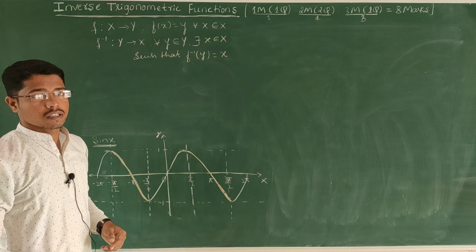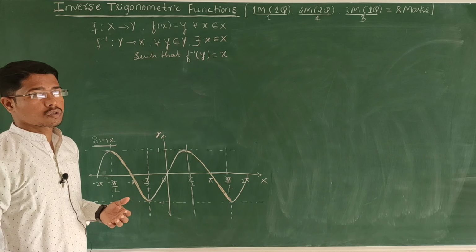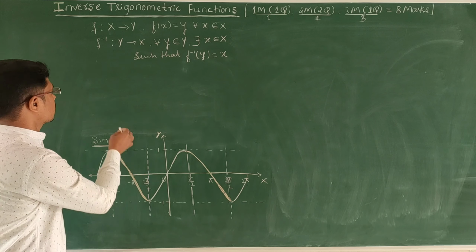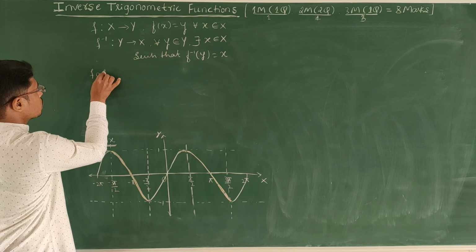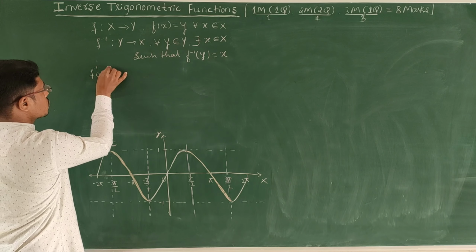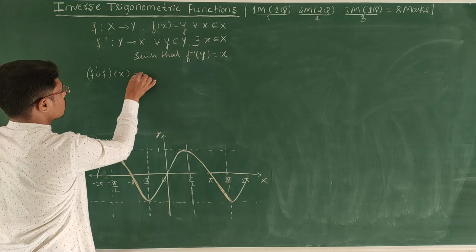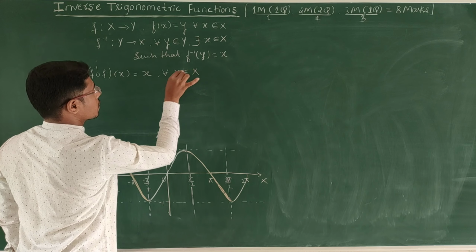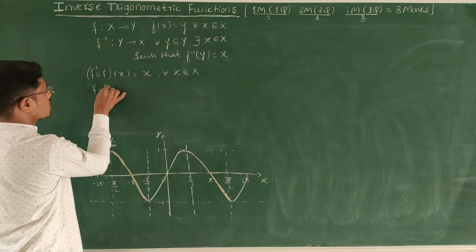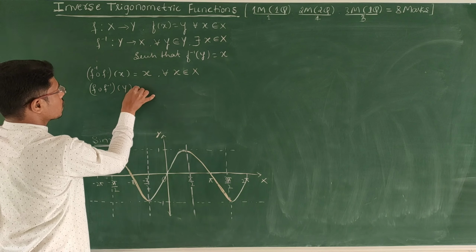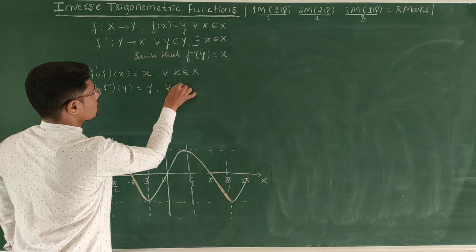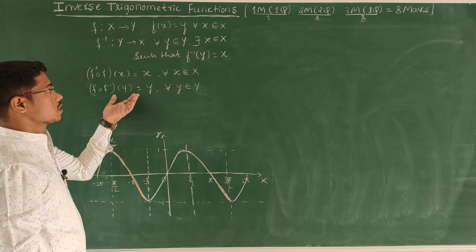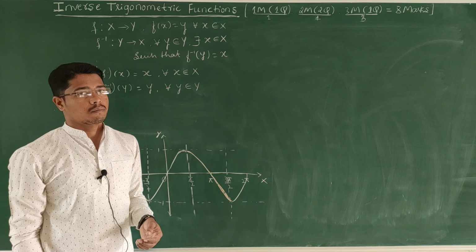So for the inverse of a function to exist, the function should be bijective, meaning it should be one-one and onto. And we already know f inverse composition f of x equal to x for all x belongs to capital X, and f composition f inverse of y equal to y for all y belongs to capital Y. So these are the basics about invertible functions.